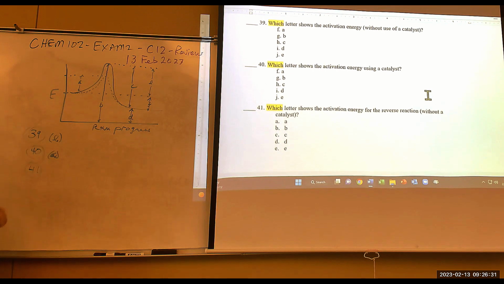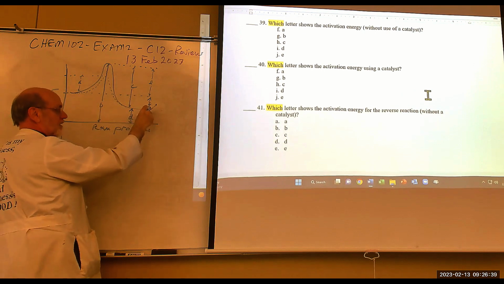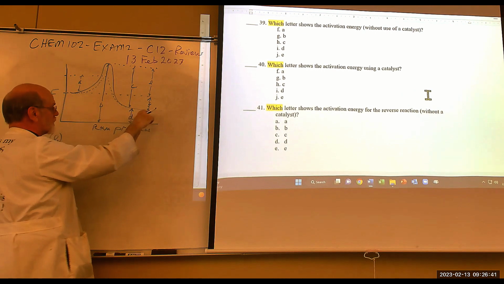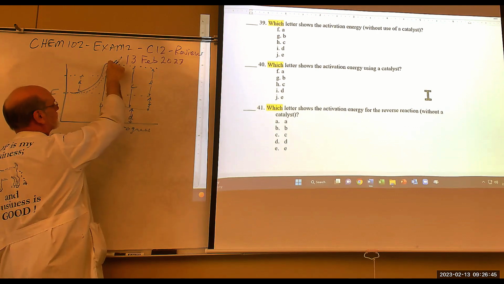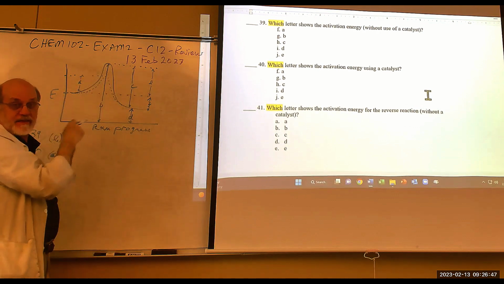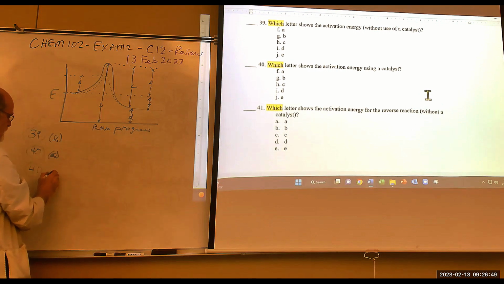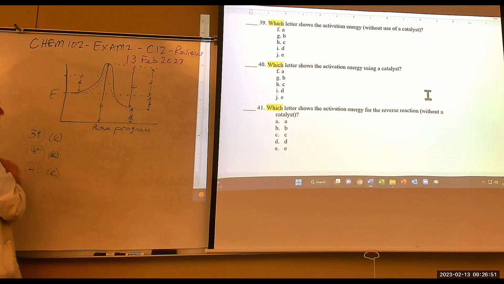41. Which letter shows activation energy for the reverse reaction without a catalyst? So now you're starting from over here, reactants. And you have to go from here all the way up to there to activate that reaction. That's C. Correct?